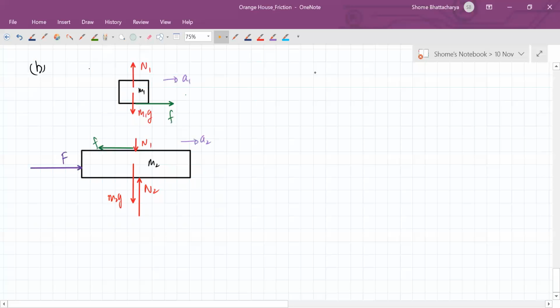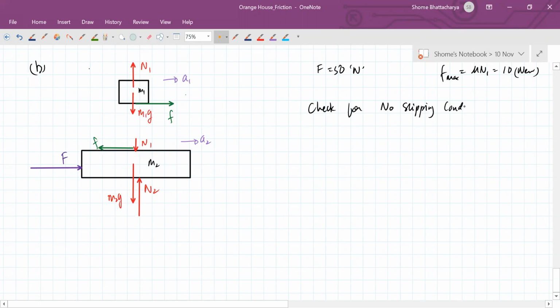So in this part, we have increased the force to 50 newtons. Whereas we know that maximum friction available to us is 10 newtons. Okay. So let's again check for the no slipping condition. What is the condition for no slipping? Okay. So for that, we just assume A1 equal to A2 equal to some common acceleration A.